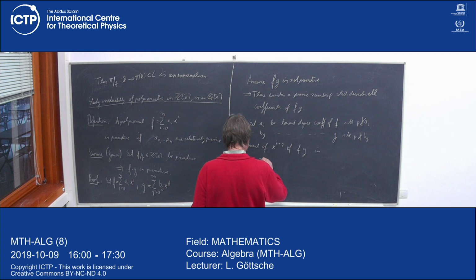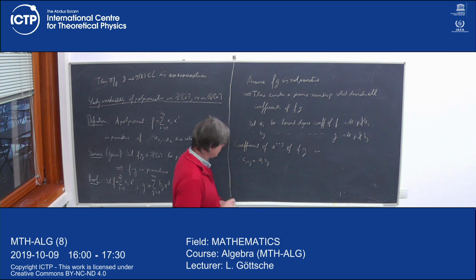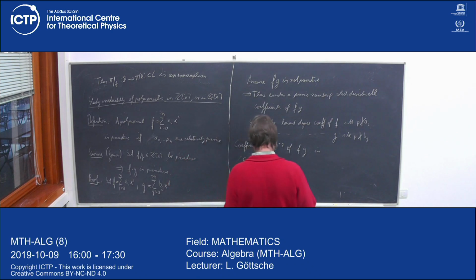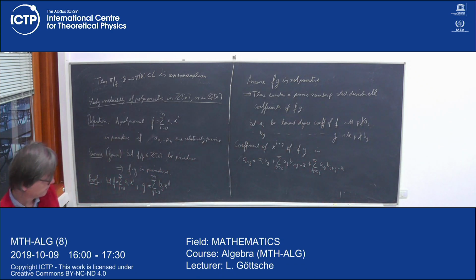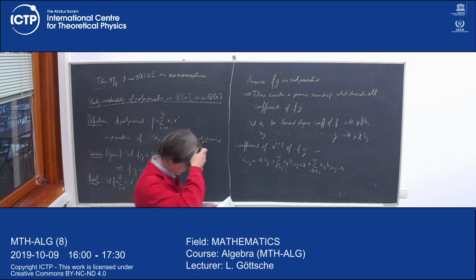to a_i times b_j, or this index is bigger than i and this one is smaller than j, or the other way around. So plus the sum over k bigger than i of a_k b_{i+j-k}, plus the sum over k smaller than i of a_k b_{i+j-k}. So this is all the possibilities.